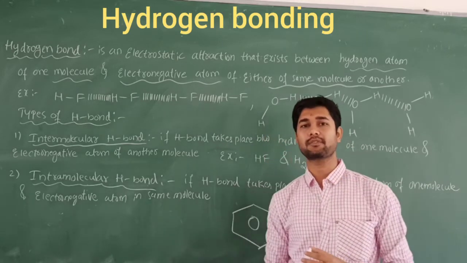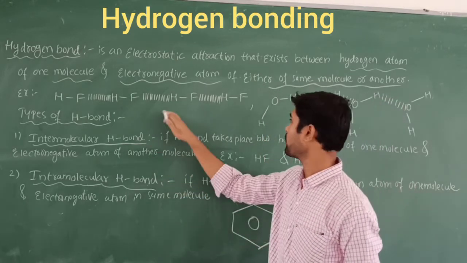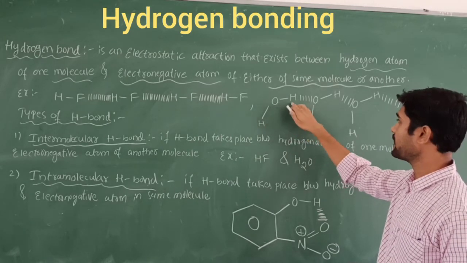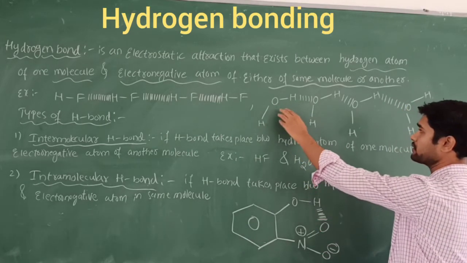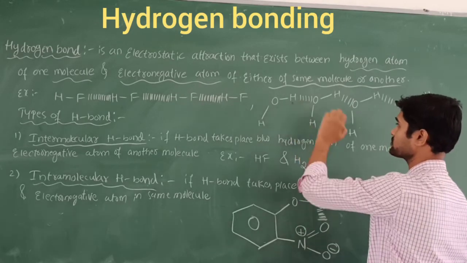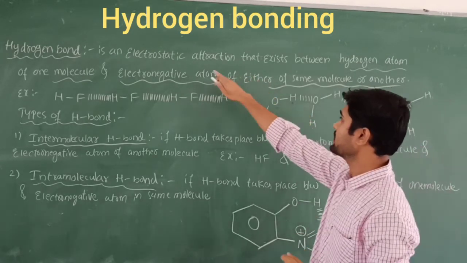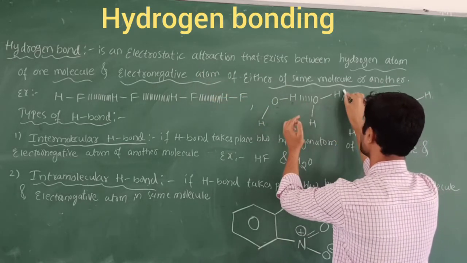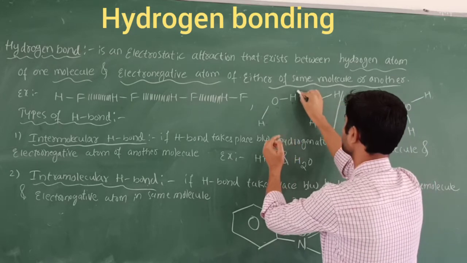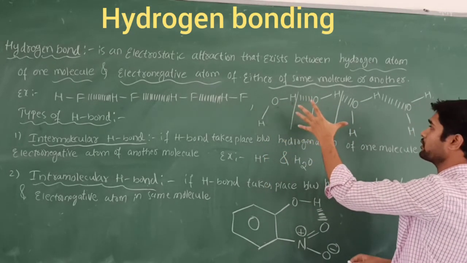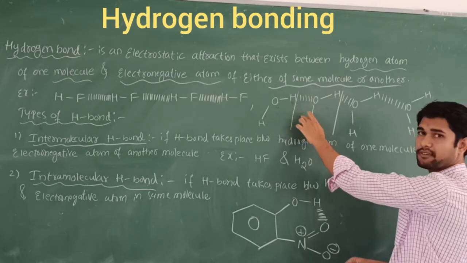Suppose I take the example of water molecules. This is a water molecule, right? Water contains hydrogen, oxygen, hydrogen. Which one is electronegative? Oxygen has higher electronegativity than hydrogen. So according to the definition, it is an electrostatic attraction. Here this is one molecule, this is one molecule and this is one molecule. So it may occur in the same molecule or a different molecule. This is an example of different molecules.